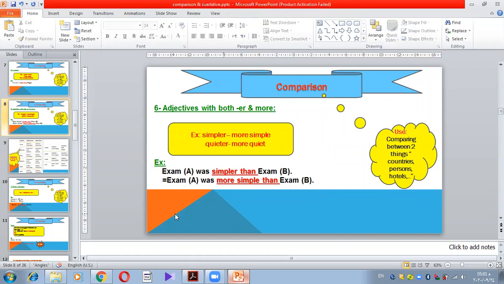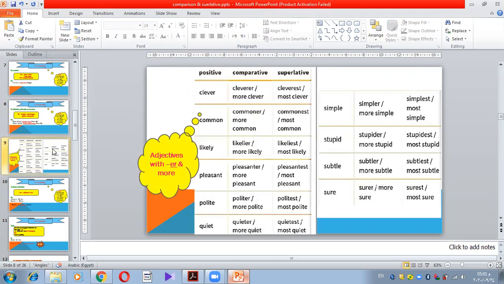Okay? What are the adjectives like what? How can I know the adjectives that can take ER or more? Here is a list. Okay, that's the adjective, the comparative form, the superlative form. We didn't take the superlative so far. Clever, you can have cleverer or more clever, commoner or more common, likelier or more likely, pleasanter or more pleasant, polite, white, simple, stupid, subtle, sure. These are the words that can have both, guys, ER or more. Which one should I use? The easiest for you. It's okay. So you have to memorize them in order to know how to use these adjectives.